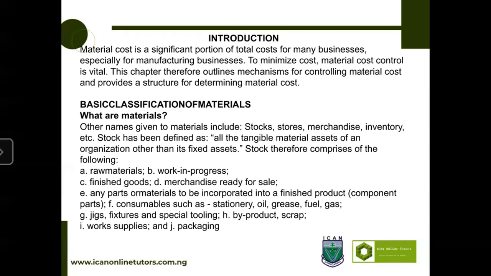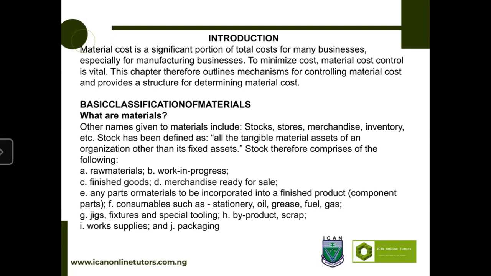That is why cost control analysis and cost accountants are vital in an organization, because they focus on the reduction of the cost of production, which is known as cost of sales. Going through the cost of sales, the one that eats up most of the cost is material cost. So in order to minimize cost, material cost control is very important. Therefore, we shall be looking at the various mechanisms that we can use to control this material cost. Likewise, we also provide a structure to determine the material cost in order for us to be able to take effective decisions.